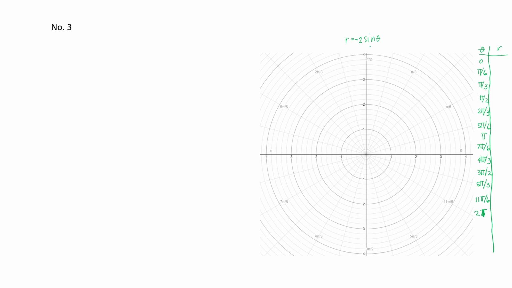0 is the R, sir. The first one is 0, then negative 1, then negative 1.732, negative 2, negative 1.732, negative 1, negative 1, 0, 1, 1.732, 2, 1.732, then 1, then 0. Okay, thank you for that one.